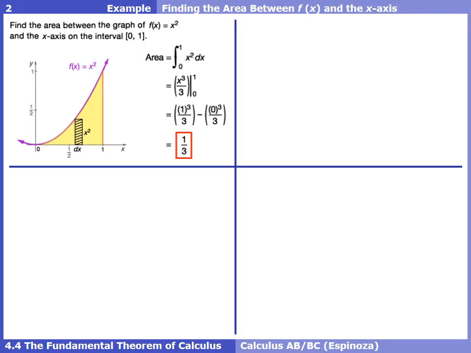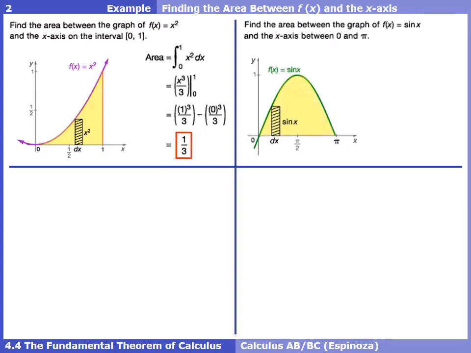to 1 is 1/3. In this trig example, we're trying to find the area under the sine curve from 0 to pi. And again, just as a visual of what's going on conceptually here, that rectangle is representing one of an infinite amount of rectangles, where the height of those rectangles is the function sine x, and the base of those rectangles is a little change of x, or dx.